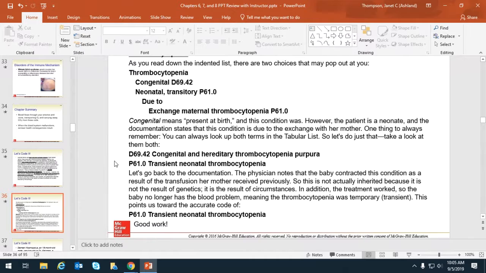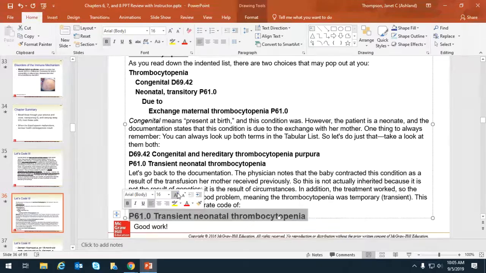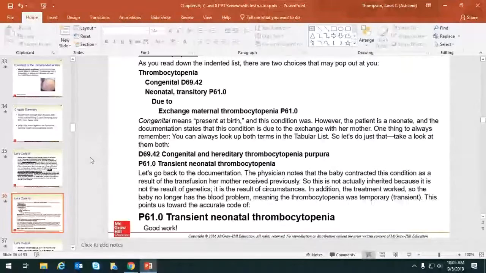In addition, the treatment worked, so the baby no longer has the blood problem, meaning the thrombocytopenia was temporary or transient. So this gives us one code, P61.0. Not too bad. Like I said, these codes don't have tricky guidelines. It's a pretty straightforward coding.